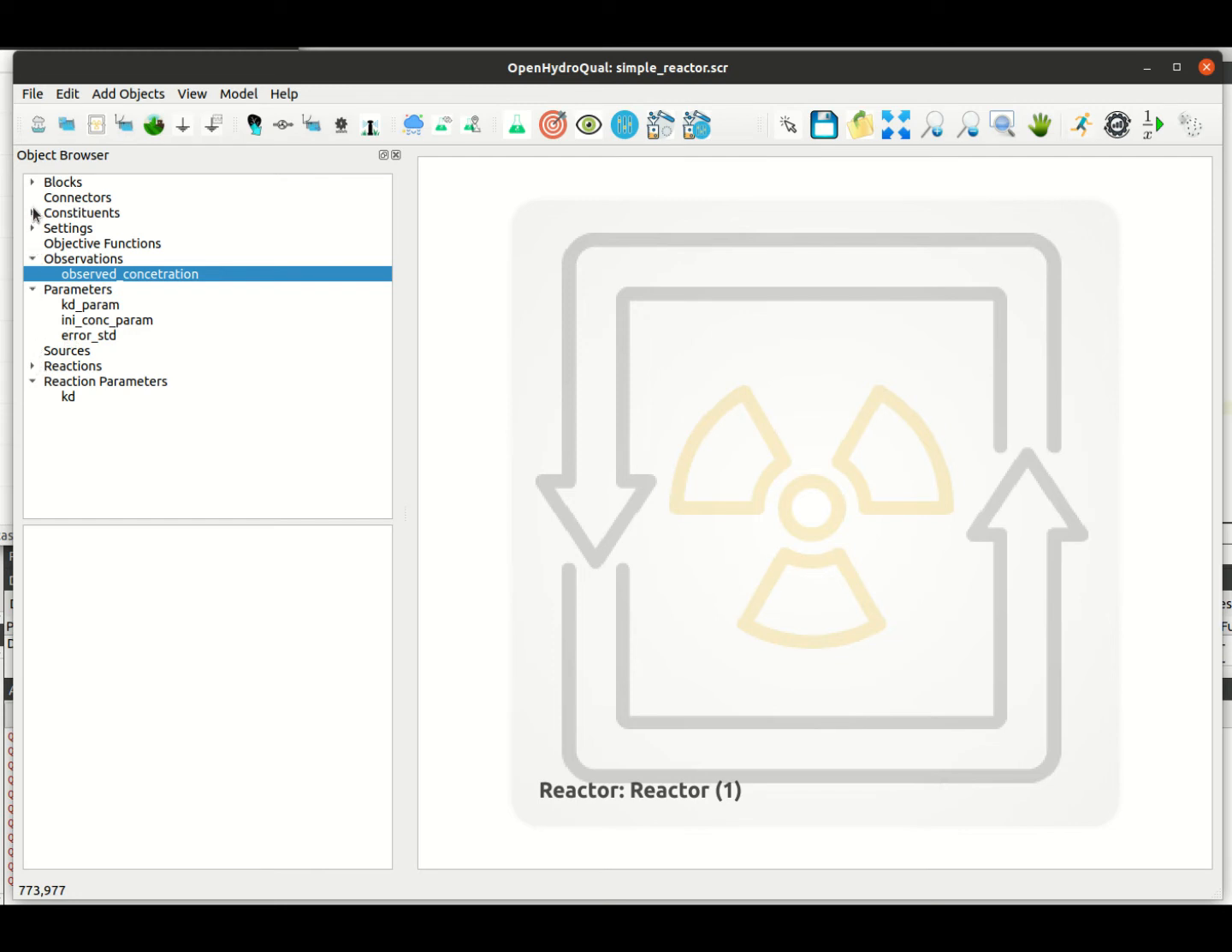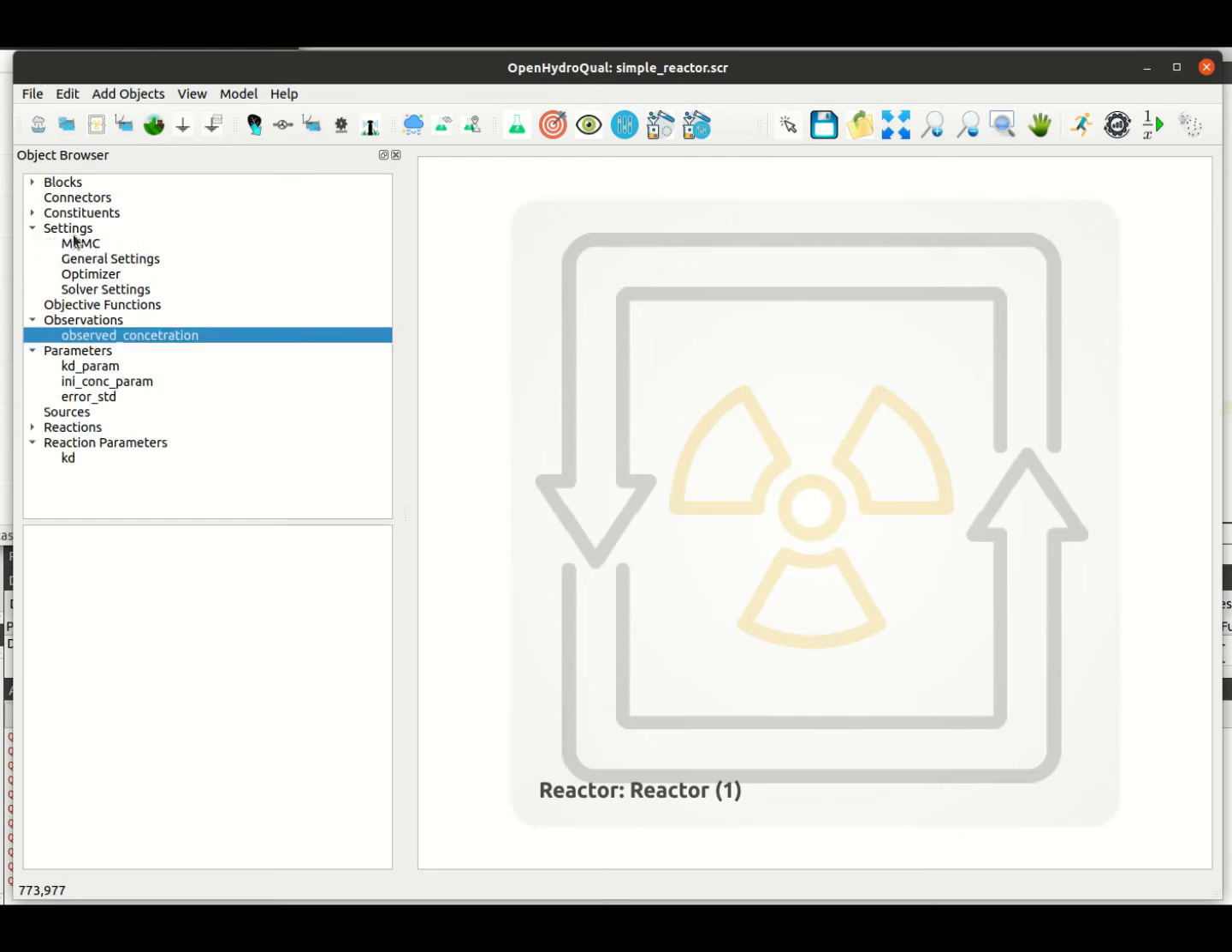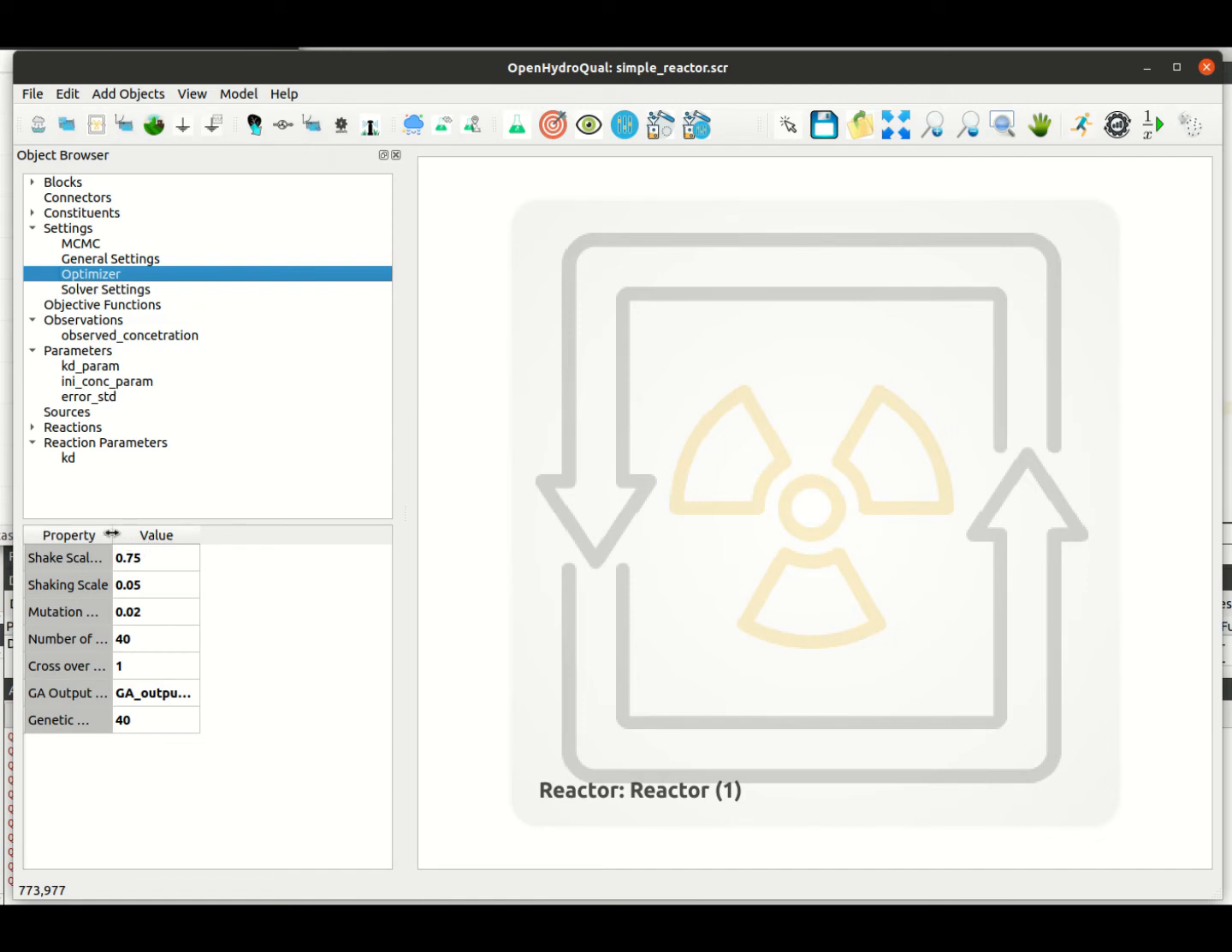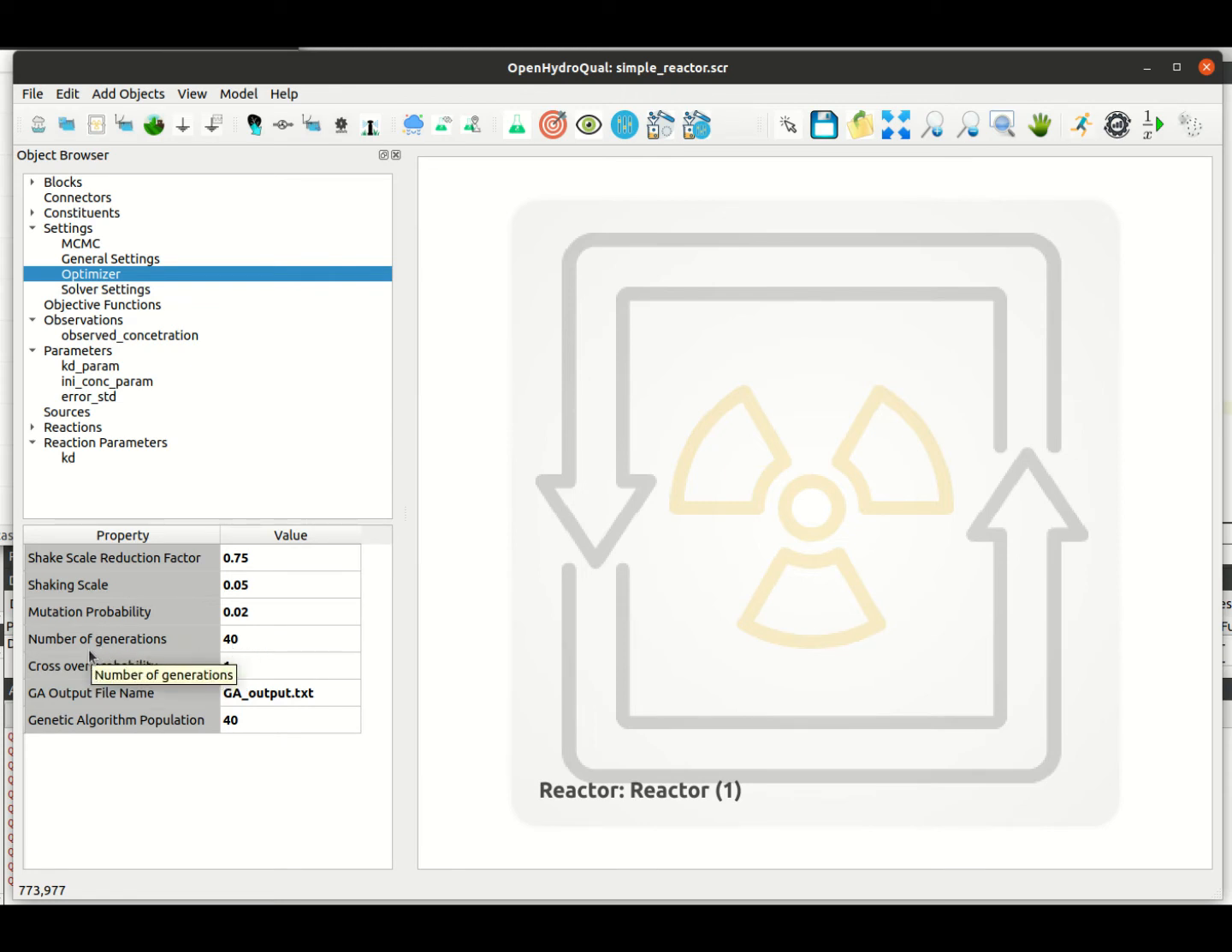Now our system is ready to do deterministic parameter estimation. Let me check the settings for the optimizer. We have a bunch of parameters, most of which I'm going to keep as they are. These are genetic algorithm tweaking parameters. The most important things are the number of generations, which is going to be 40, and the genetic algorithm population, or the number of individuals, which is also going to be 40, which is a good number for the simple problem that we have. It's probably more than enough.